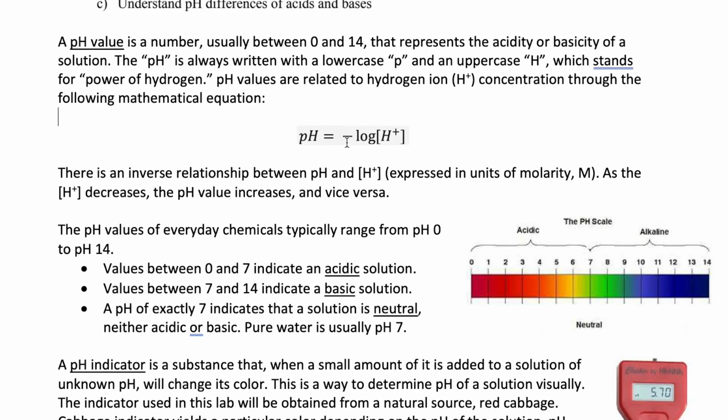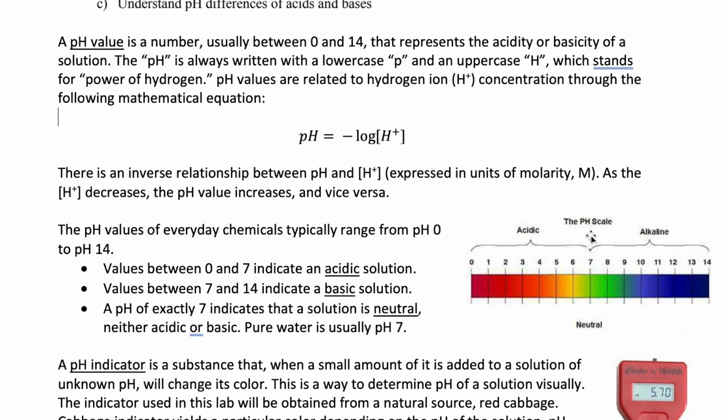Now, because of the negative sign, there is an inverse relationship between the concentration of H+ and the value of pH. So if you have a large value of H+, the value of pH will be smaller, whereas if you have a small value of H+, then the higher the pH is. And that gives us a way to designate whether a solution is acidic, basic, or neutral as indicated right here.